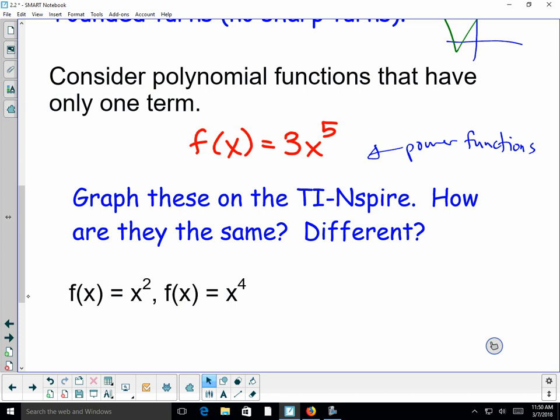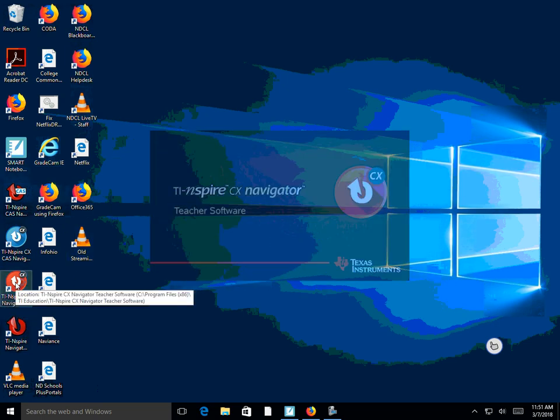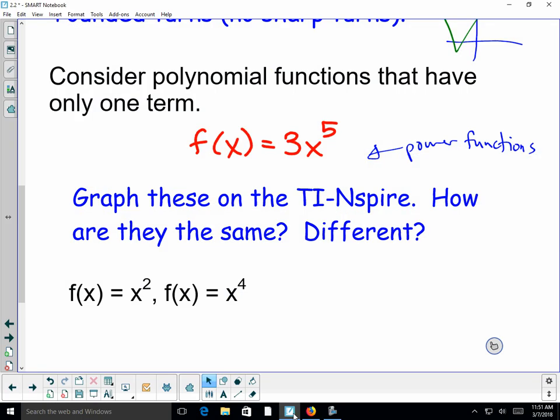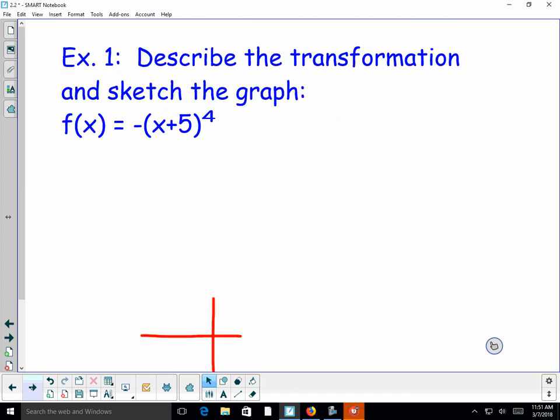Okay, are they similar? They're pretty close. So the idea is, as I'm launching my calculator, I think what you notice when you're graphing these is that x squared is a little bit more rounded like this, and x to the fourth is steeper here, but a little bit wider on the bottom, something like this. Do you agree with that? Yes. Okay, just something to point out.